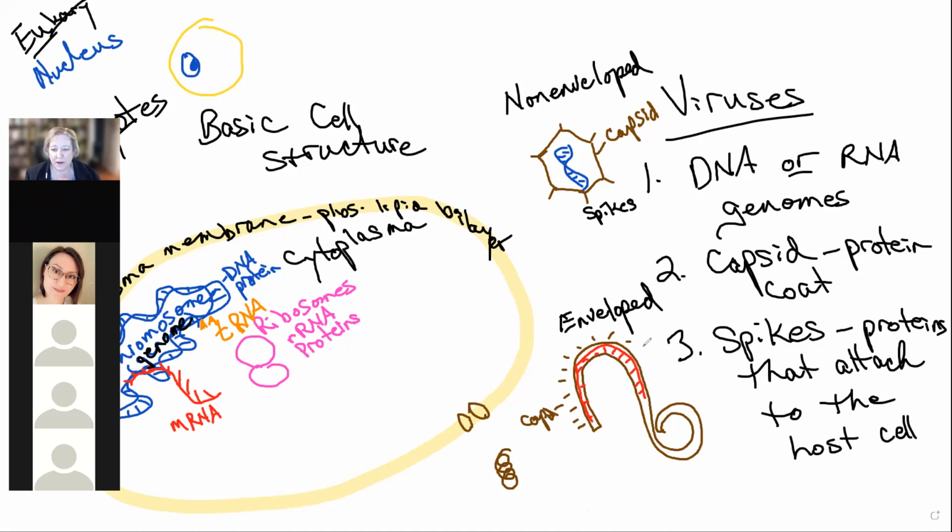I'm showing them floating out here, but what is happening is that they are embedded in a phospholipid bilayer, okay, that I'm going to draw here, that coats the outside of the capsid. And so these spikes are embedded in the envelope. Now this envelope came from the last host cell.